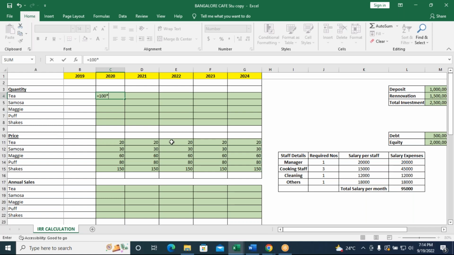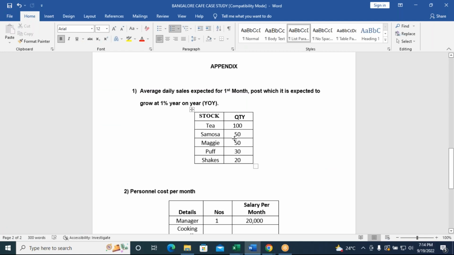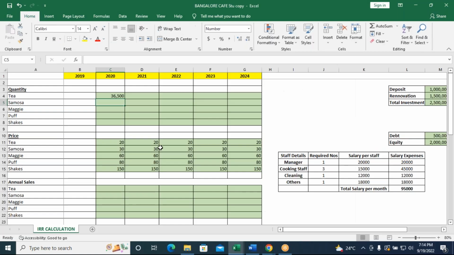So 100 into 365. Per day, I'm going to sell 100 tea. So for 365 days, how much will it be? Like that only. Next, I have to calculate for samosa. Here it is for 1 month, so they are telling the first year, how much is this one? Per day, for the first year, this much is going to happen.